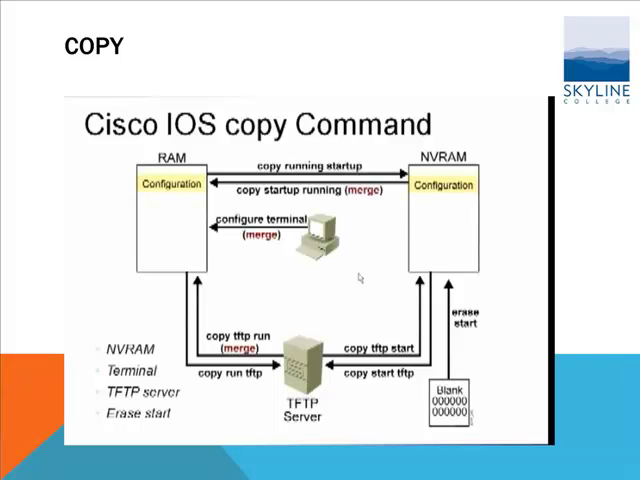I put this one in because a couple of things happen. Basically, if you look at this, it says copy TFTP run, goes this direction, it says merge. If we copy running to startup, it changes it. Anytime we copy something into the startup config file, it deletes the existing file and puts the new information in. Anytime we copy something into the running configuration file, it merges it. That means that it only changes the things that are in the existing one.